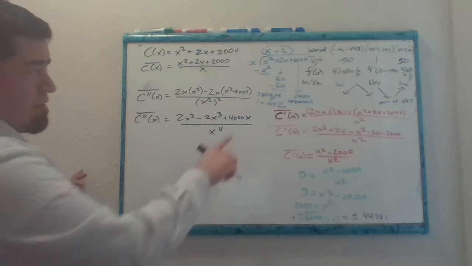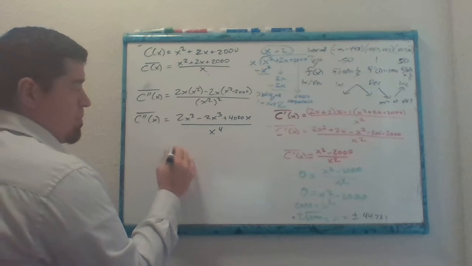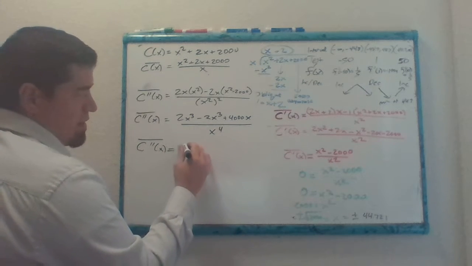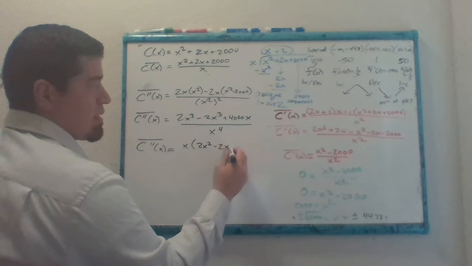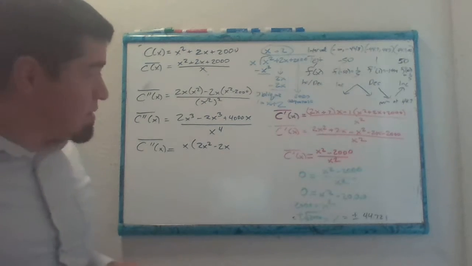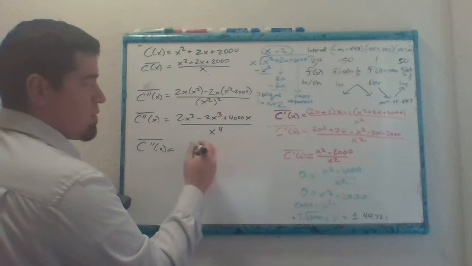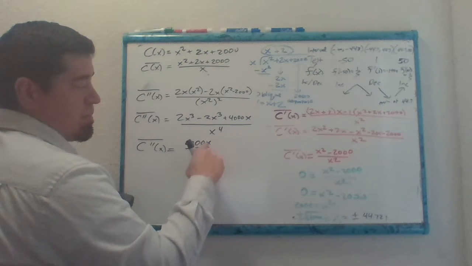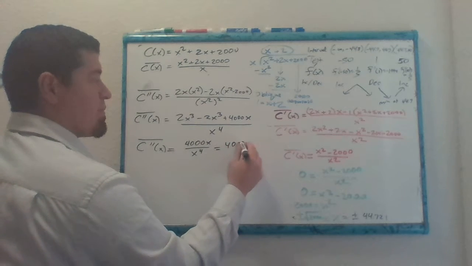Then I see I can factor out 1x at least, and here's a shortcut. You can factor it out. Well, okay, I'm going to do the steps because I know that's what y'all want me to do. 2x squared minus 2x. Well, okay, I should have seen this from the start. That's nice, right? 2x cubed minus 2x cubed, that's gone, so it's just 4000x over x to the fourth. Which one of these will cancel? That'll equal 4000 over x cubed.